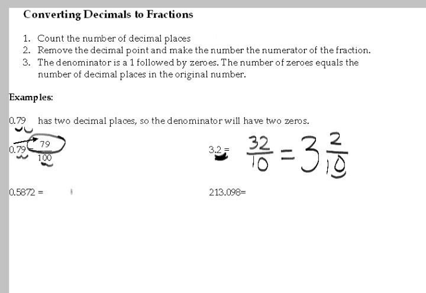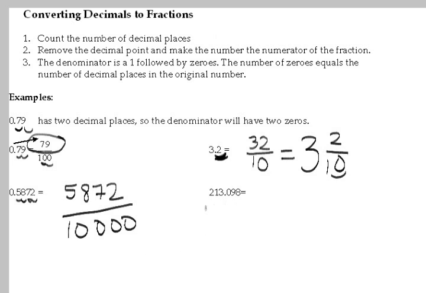Here's another example. We take the number 5872, remove the decimal point and make that the numerator. Then we count the number of decimal places. 1, 2, 3, 4 decimal places. So our denominator then is going to have a 1 with 1, 2, 3, 4 zeros.